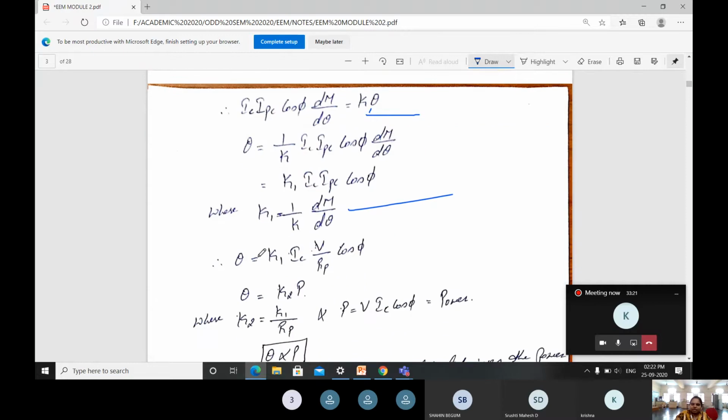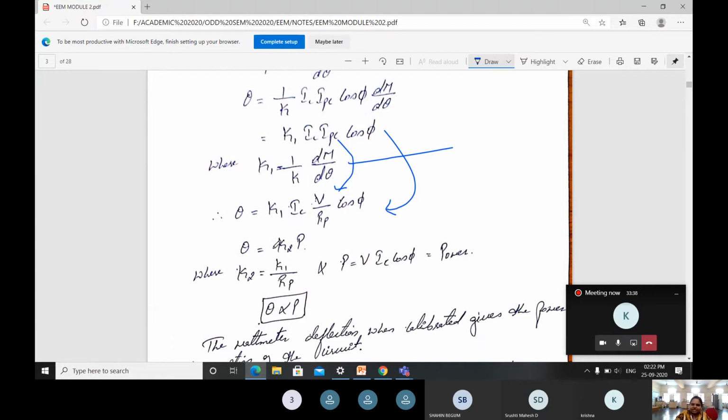Next, theta is going to be taken as K1 IC. I am substituting for IPC, which is nothing but V divided by RP, into cos phi. The same thing I wrote here. Next, theta is going to be taken as K2 times this, where K2 is nothing but K1 divided by RP. If I substitute K2 as K1 divided by RP and take it out, what will be left?